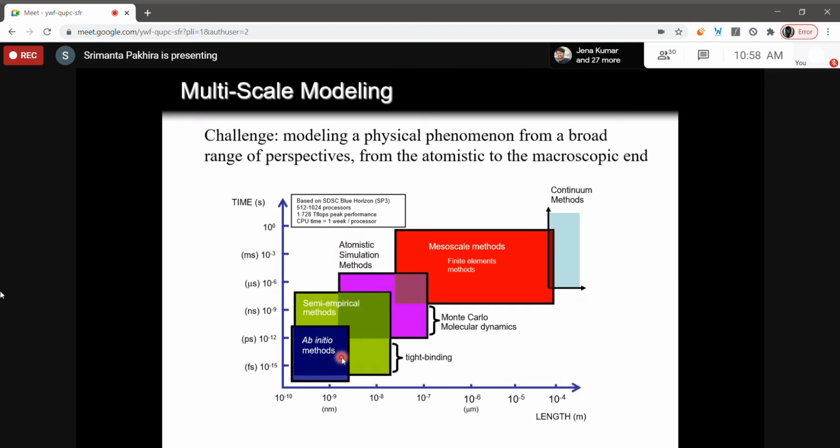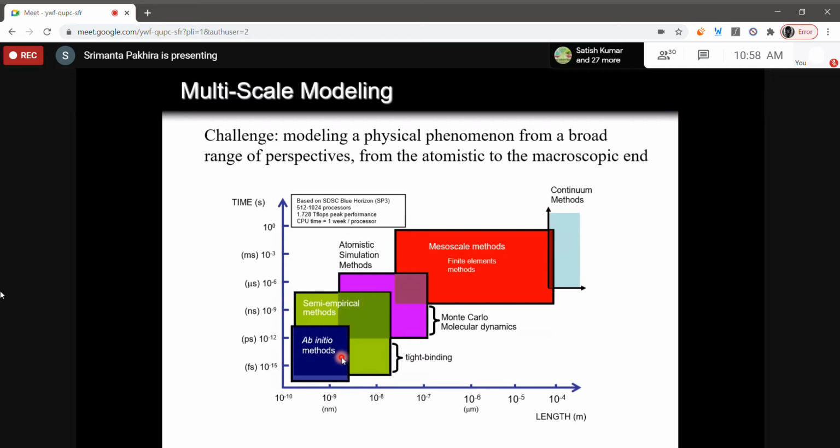Then semi-empirical methods. There are many semi-empirical methods, and even till now I don't know all the names. When we use semi-empirical parameters, for example one kind of DFT will come in that picture. The scale there is of the order of 10 to the power minus 8 to 10 to the power minus 7. We also use other theories, like tight binding theory, and this time scale is of the order of nanoseconds.